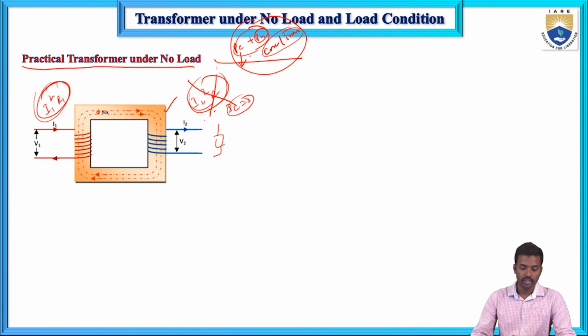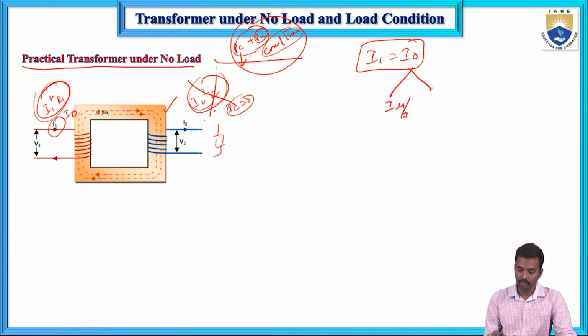Now here this no load current I1 we can call as I0. So the no load current of primary: if you give supply to the primary winding, some current flows when there is no load, and this current I1 is known as I0. This I0 is divided into two parts, I mu or Im we can call it, and IW or IC. I mu or Im is the magnetizing current.